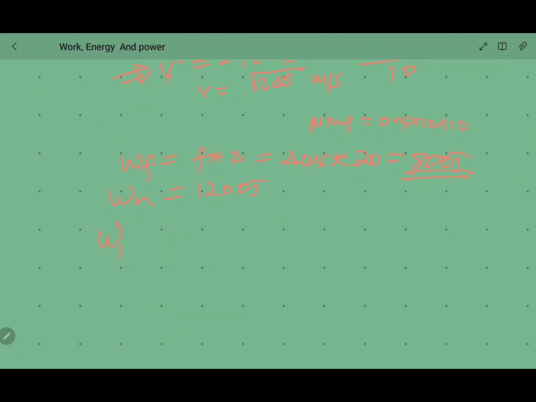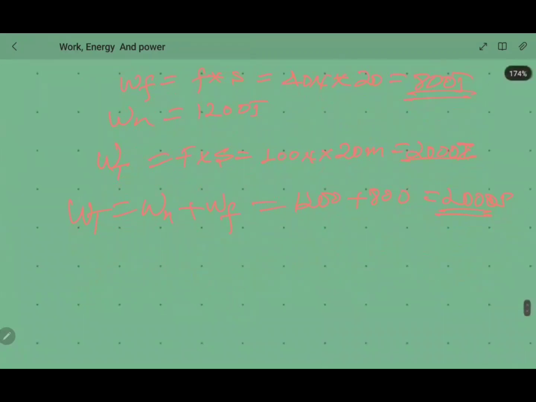So the total work done is equal to the work done by the applied force, the force applied times the distance. 100 Newton is the force, times the distance of 20 meters, gives you 2000 joule. Or you can do the total work done as the work done by the net force plus the work done against friction. You add these two: 1200 plus 800 is the same 2000 joule. So that is the total amount of work done.